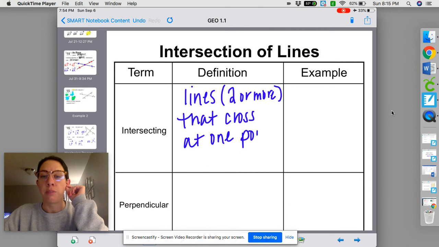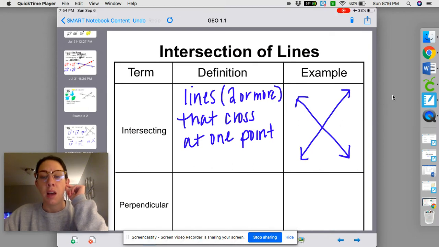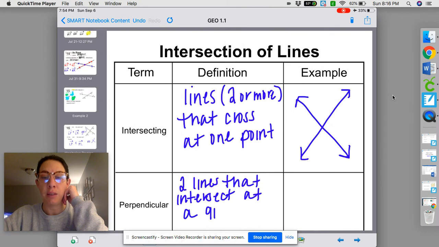And I'll just draw a quick example. So there's one line, and then we have our other one, and you can see this point of intersection right here. A little bit more specifically, our lines could intersect and they could be perpendicular. So they are still lines that intersect, but what makes them a little bit more special is that they intersect at a 90-degree angle, or what we call a right angle.